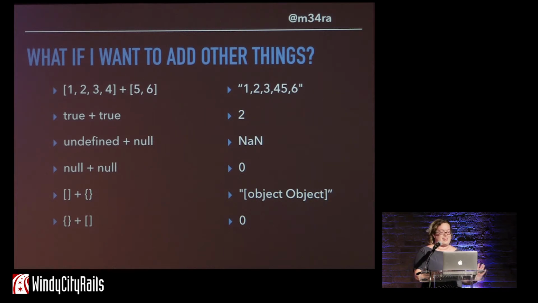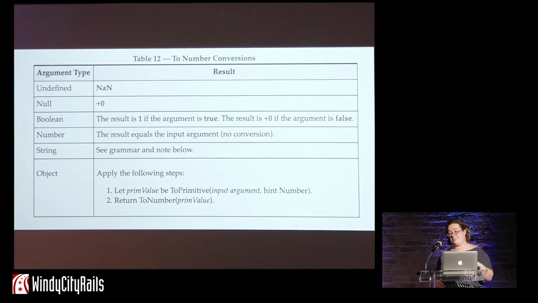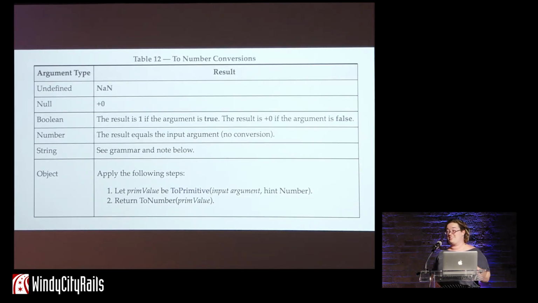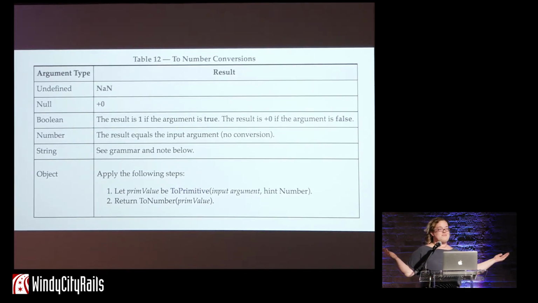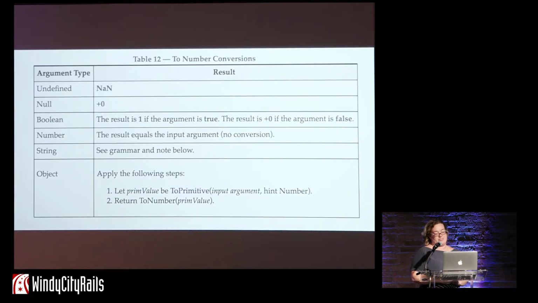So let's try that. Here we have the table that the ECMAScript specs provide for us on how to convert these things to numbers. So undefined goes to not a number. Null goes to +0. If you're wondering if there is a -0, yes, there is. Why is there a -0? I don't know. A Boolean goes to 1 if it's true and 0 if it's false.